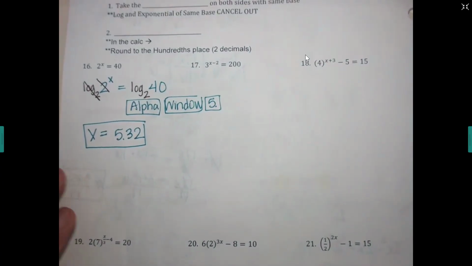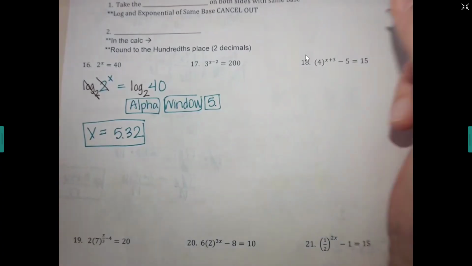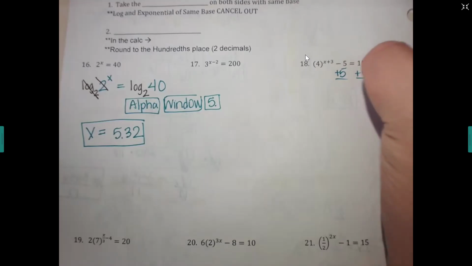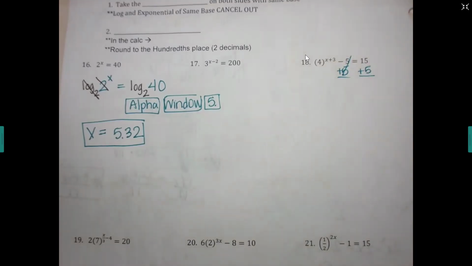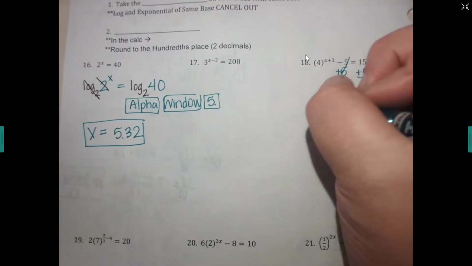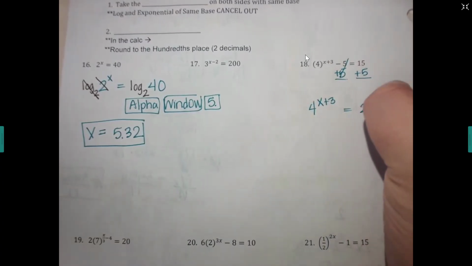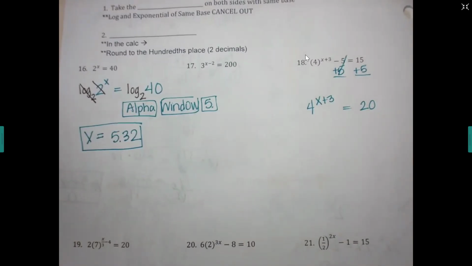Okay, we're almost done. Number 18. How do I get rid of a minus 5? Plus 5. What is 15 plus 5? 20. 4 to the x plus 3 equals 20. Okay, now that all the extra numbers are gone, the next guy I'm trying to get rid of is a big 4. How do I undo a big 4? Log little 4. That's right.